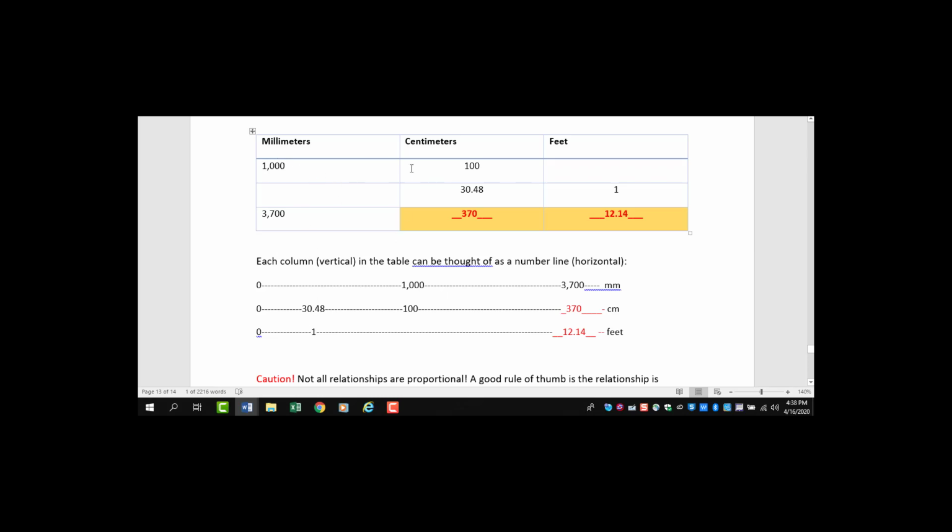Now you can line these things up vertically again, right? 100 millimeters, 100 centimeters, these things are equal. These things are equal, and these things are equal. They have the same magnitude, just different units.